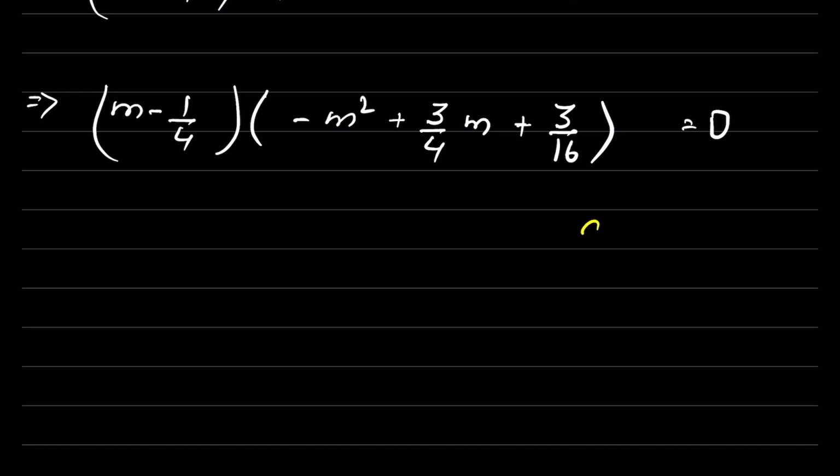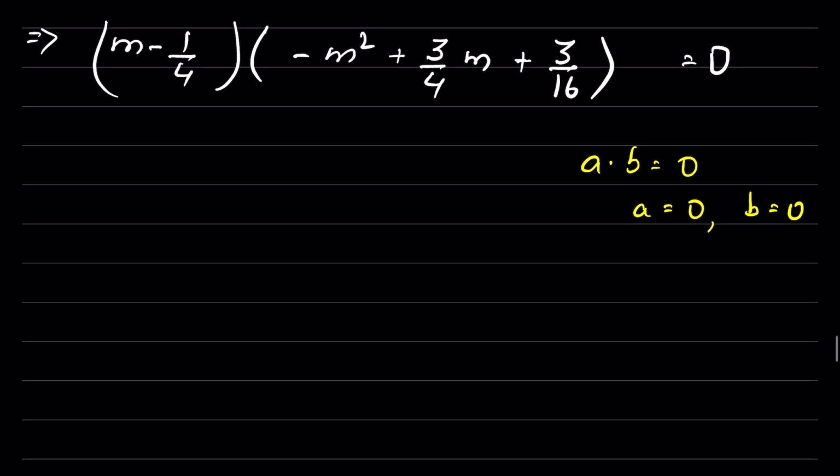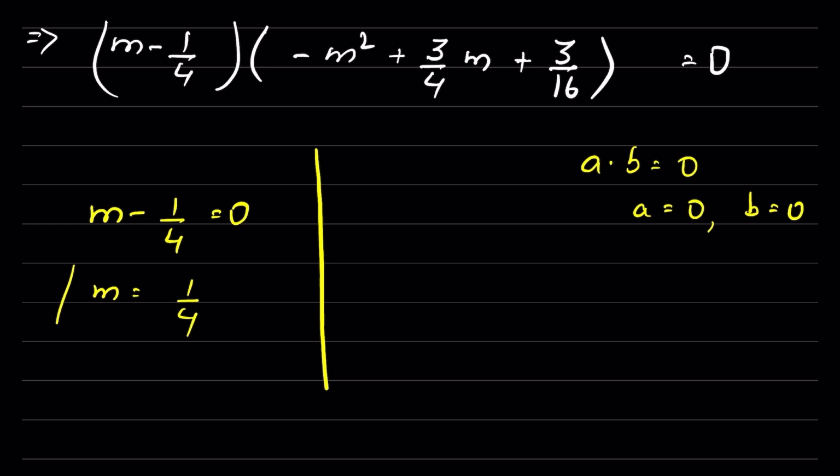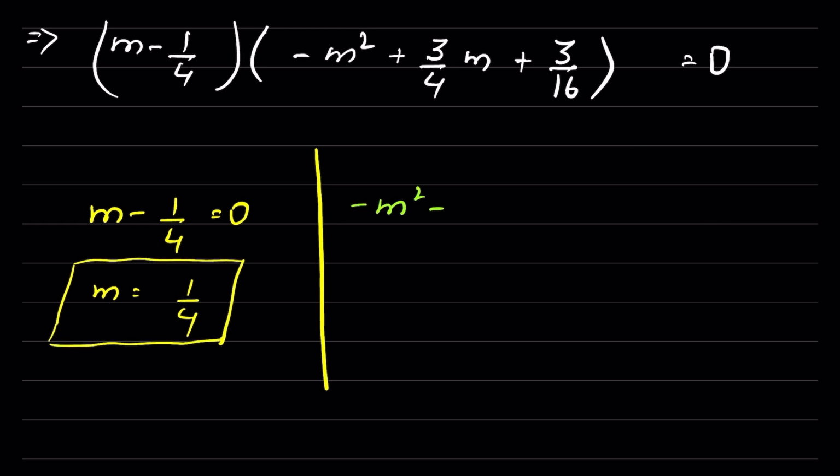Now when a times b is equal to 0, then either a is equal to 0 or b is equal to 0. So we have two solutions here. When m minus 1 upon 4 is equal to 0, in that case m is equal to 1 upon 4. So this is one solution for m. When minus m square plus 3 upon 4m plus 3 upon 16 is equal to 0. Now this is a quadratic equation.